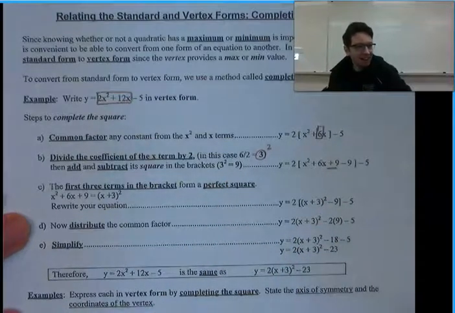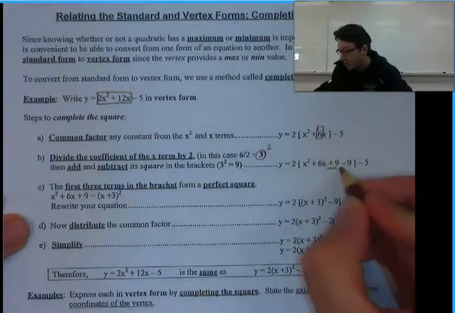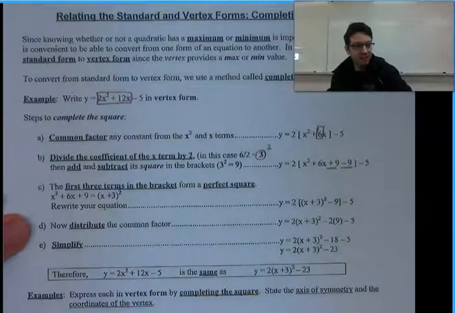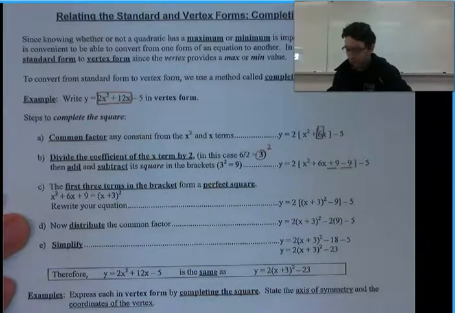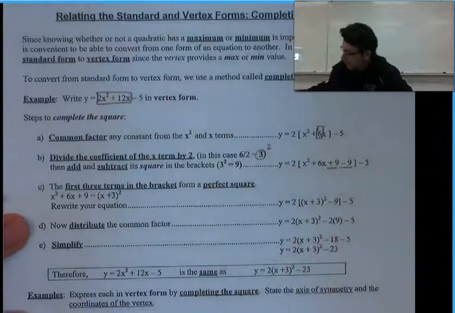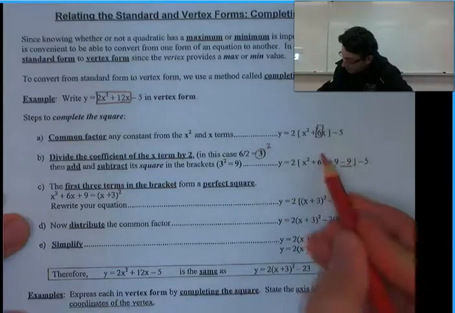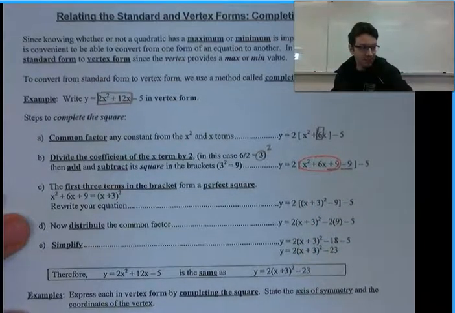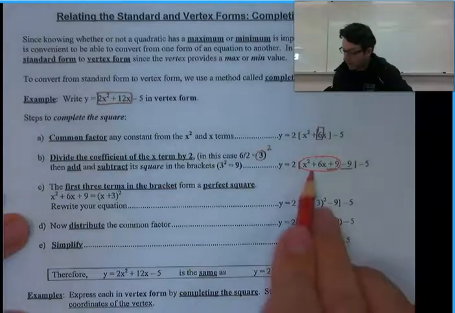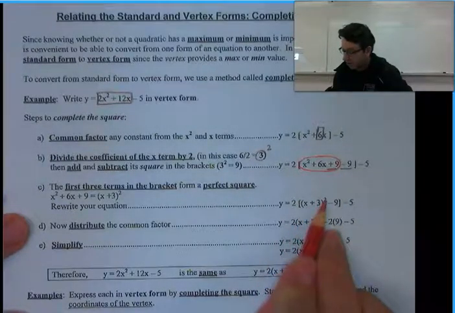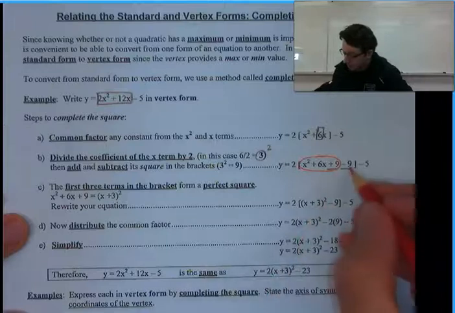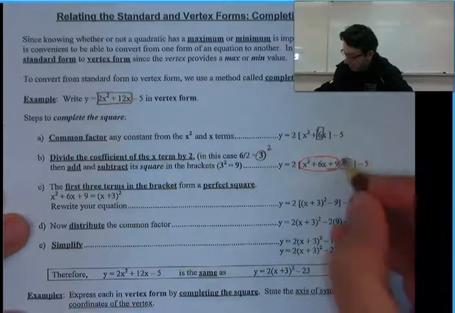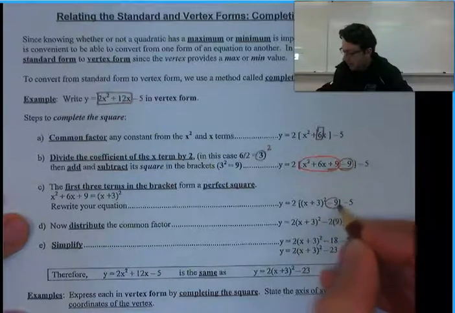You can't just add 9 to the equation though, because then that changes it. So to make sure you don't actually change the equation, you're also going to subtract 9. Adding 9 and subtracting 9 is like adding 0. You're not changing the equation. But what that does is it makes these first 3 terms here a perfect square. So now that they are a perfect square, we can rewrite them as x plus 3 all squared. But we're still left with this minus 9 here, so we're just going to keep that there for now.